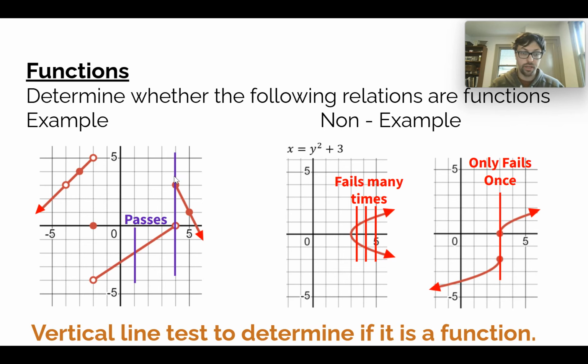But over here on this one, we've got a filled in circle and an open circle. And that open circle means we approach that point, but we never quite reach it. So we actually pass the vertical line test at that point.